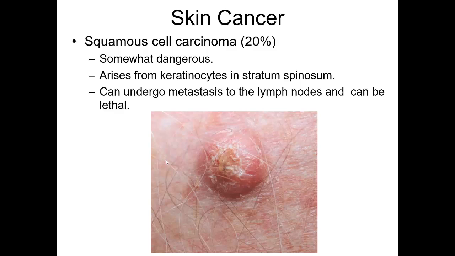Now, lymph nodes are organs of your lymphatic system, and they're draining out toxins. They're sieves, basically, that are filtering the lymph and taking toxins out of your body. So that is what can make this type of skin cancer lethal.